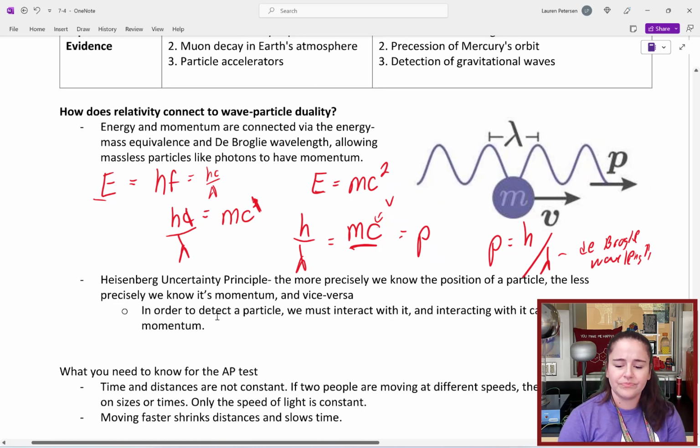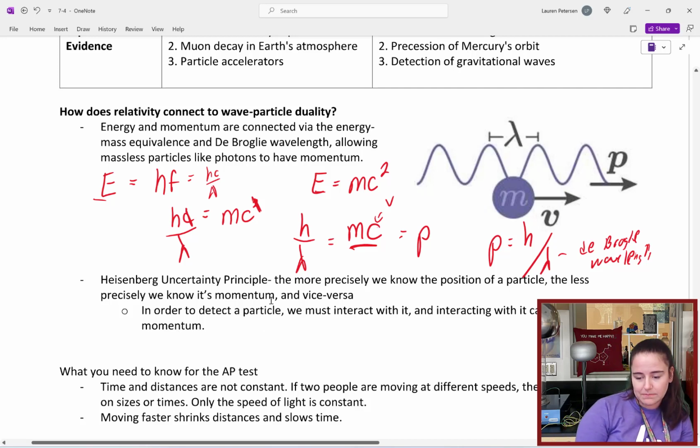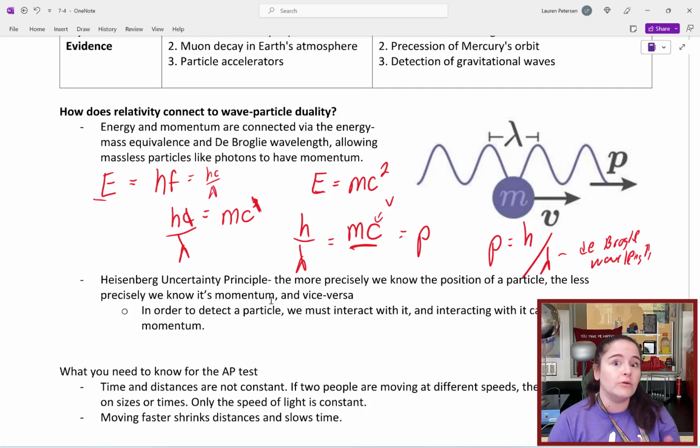This also has a little bit to do with the Heisenberg uncertainty principle, which is that the more precisely we know the location of a particle, the less precisely we know its momentum, and vice versa. Because in order to detect a particle, whether it's a photon or an electron or a proton, we have to interact with it, either by putting it through an electric field or by shining a light on it, photons. We interact with it and we change its momentum. Not by a lot, but by a little bit, which can become important at the scales of quantum physics.